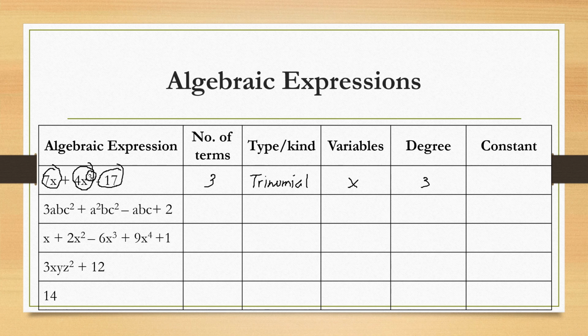At yung constant natin is yung number lang. So, in this case, ang constant natin ay negative 17. Kasi meron siyang minus 17. So, kasama po yung operation or yung minus. Ano po? So, minus 17.